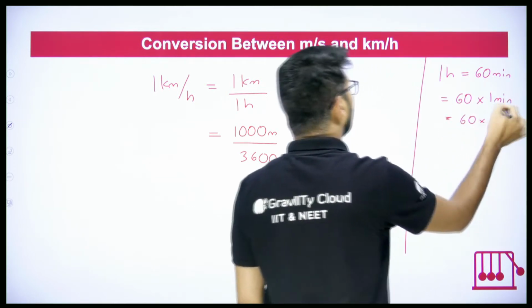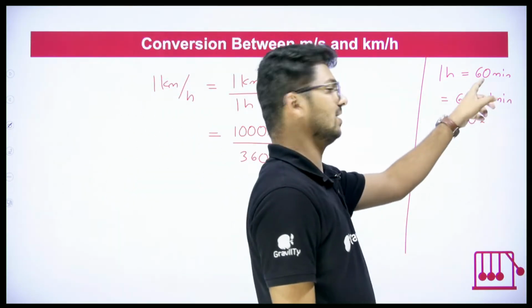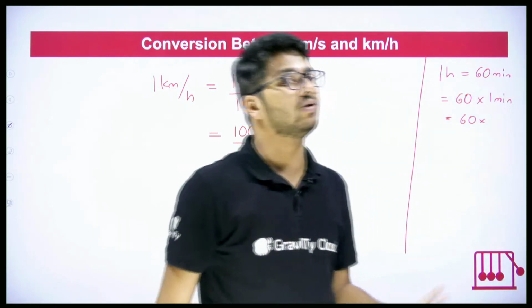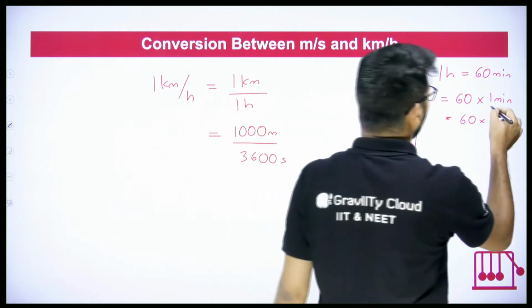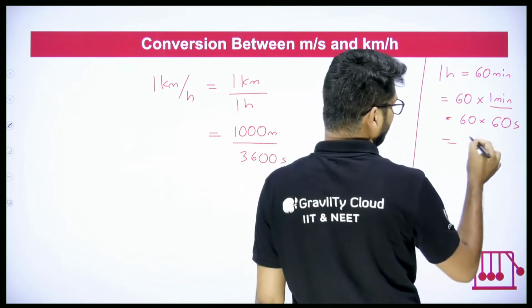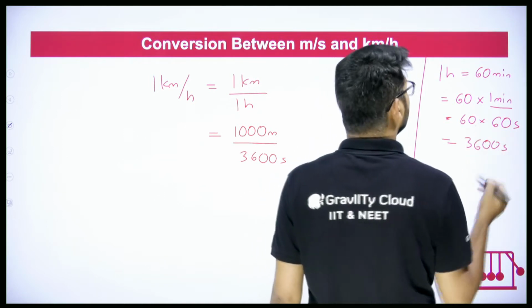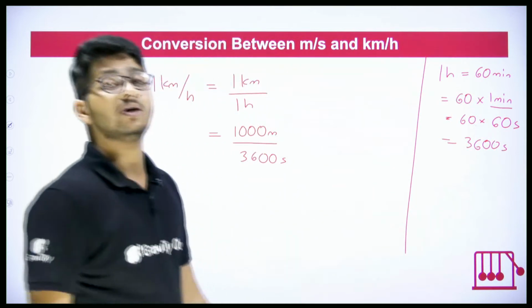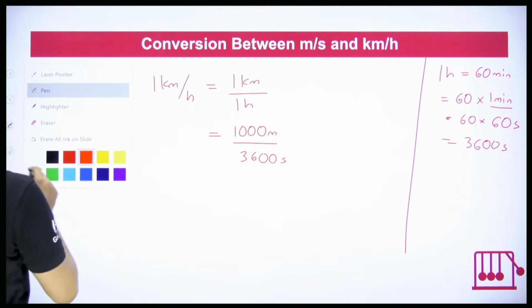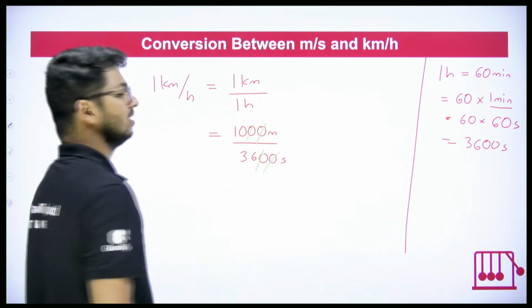What is 1 minute equal to? And before that, look at this. 60 into 1 is 60. That's why 60 minutes can be written as 60 into 1 minute. But we know that 1 minute is equal to 60 seconds. So 60 into 60, 6 into 6, 36, 2 zeros. So 1 hour is equal to 3600 seconds.